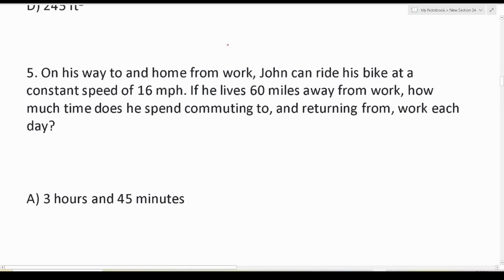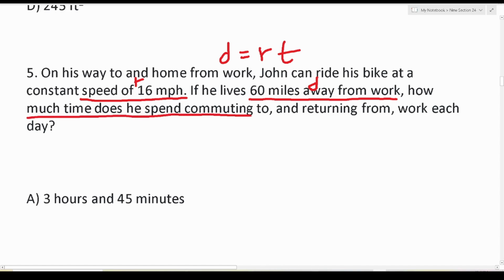Again, the distance formula says D equals RT, where D stands for distance, R stands for rate, and T stands for time. And let's look through this one more time. We know he can ride his bike at a speed of 16 miles per hour. Well, miles per hour is a rate. He lives 60 miles away from work. That's a distance, so that's D. And we want to know how much time he spends commuting. That's our T.